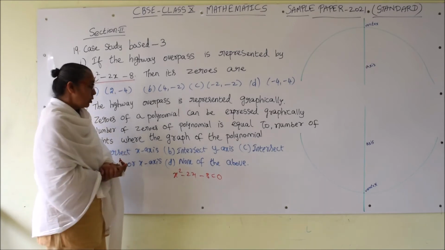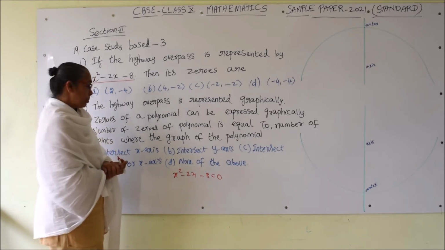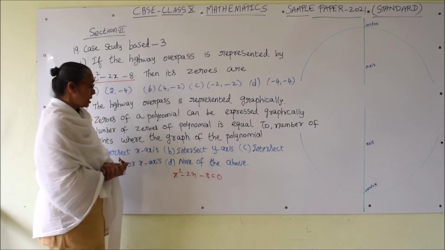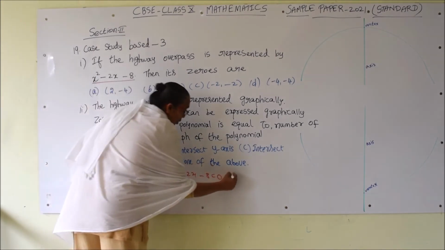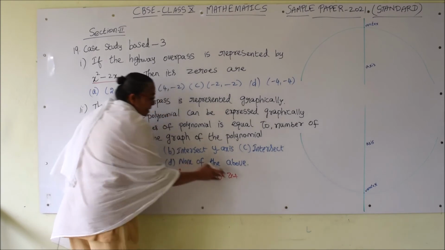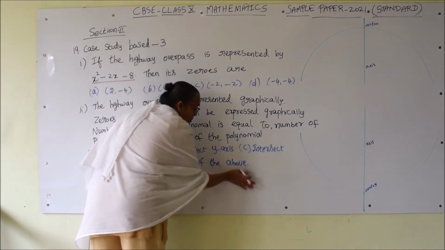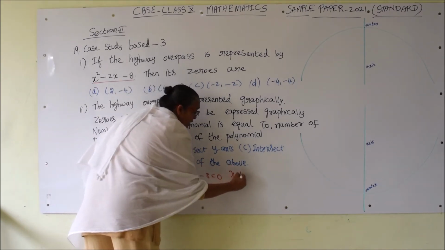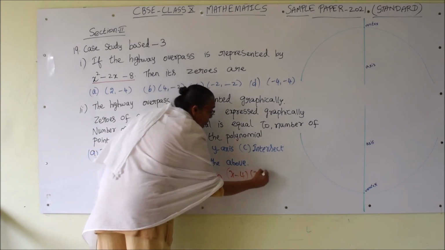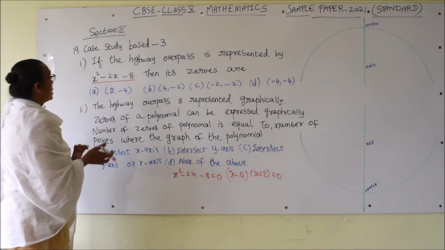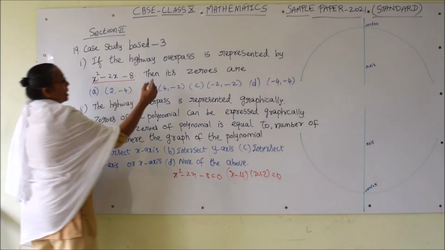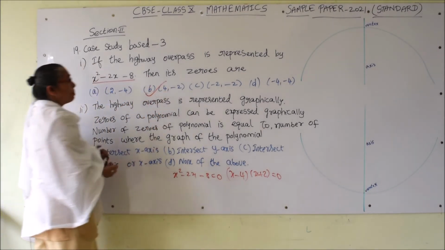So, we can do it by the factorization method, splitting of the middle term. So, the factors are 4 twos are 8, 4 and minus 2. Here the negative sign is there. So, it is x minus 4 times x plus 2 equal to 0. The zeros are plus 4 comma minus 2. So, plus 4 comma minus 2, option B.